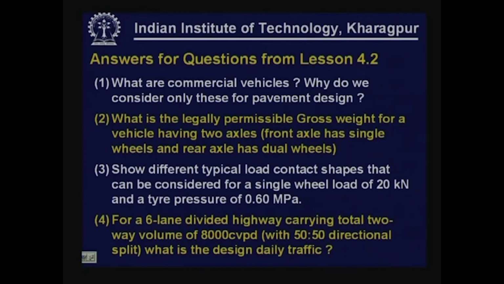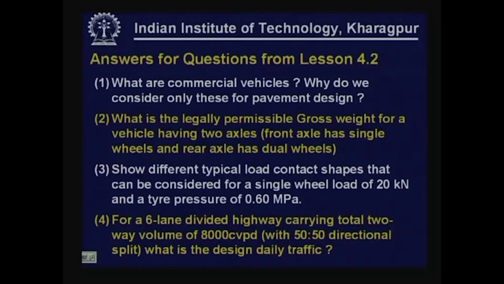Next, show the different typical load contact shapes that can be considered for a single wheel load of 20 kilonewton and tire pressure of 0.6. I am sure this you will be in a position to calculate. You have the load given, you have the contact pressure given. If it is assumed to be circular contact area, 20,000 divided by 0.6, that would give the area, and you can calculate the load radius. Similarly, you can calculate other shapes that were discussed in the earlier step.